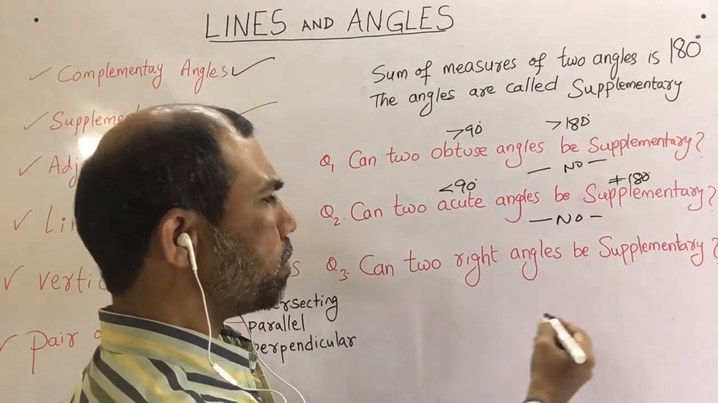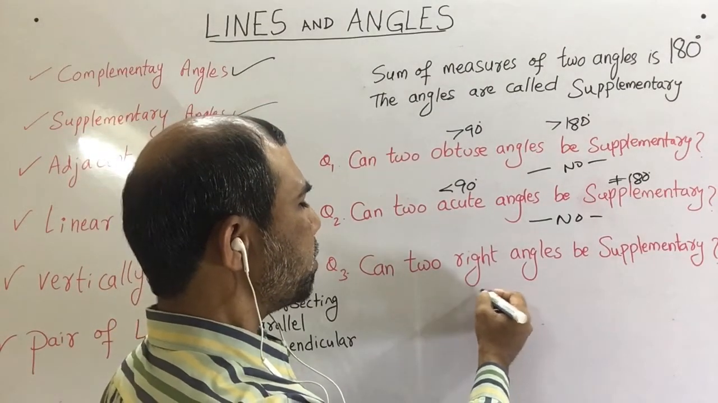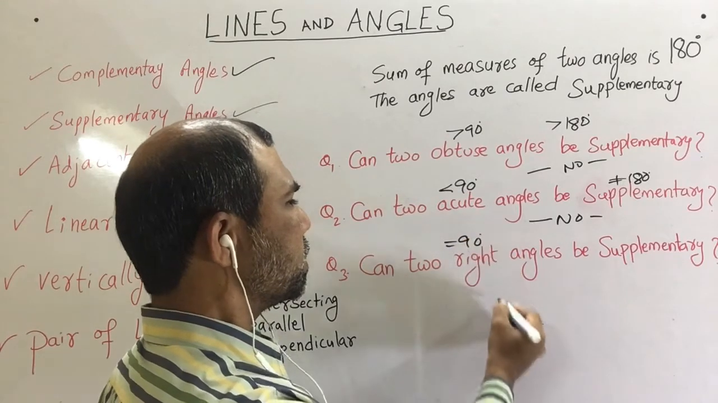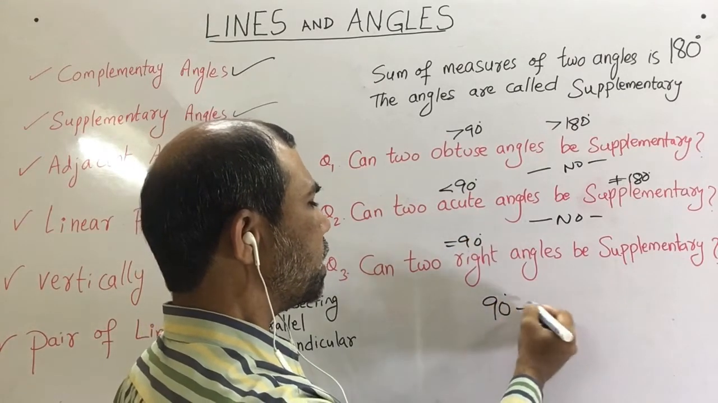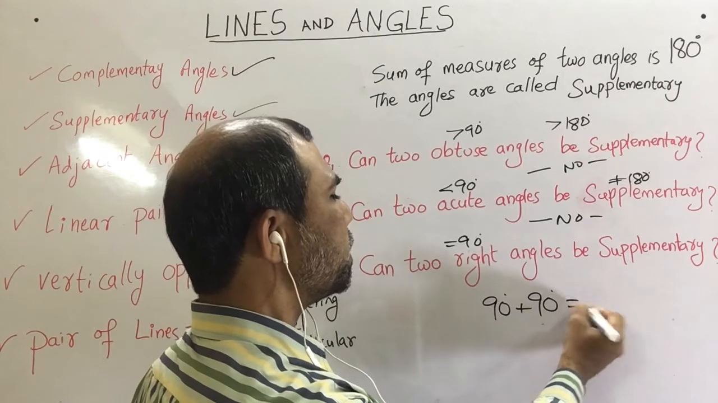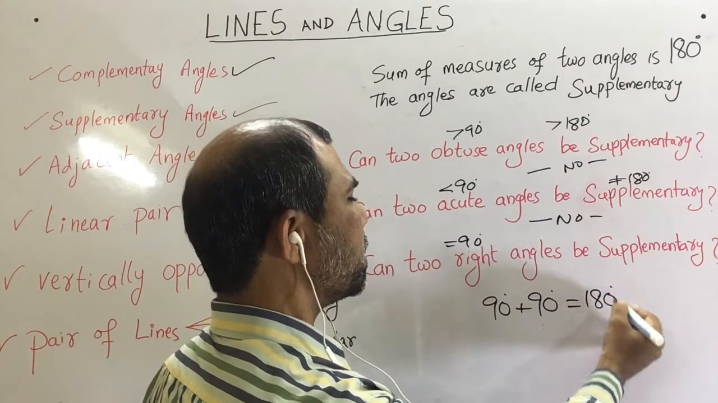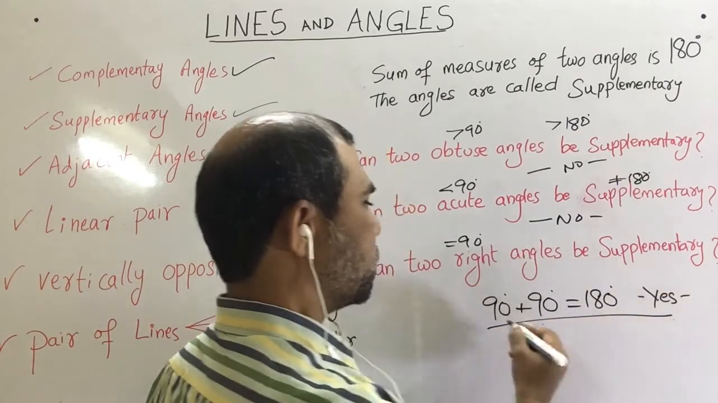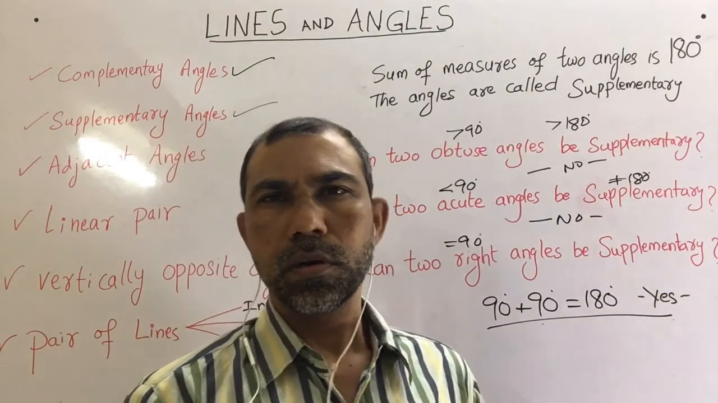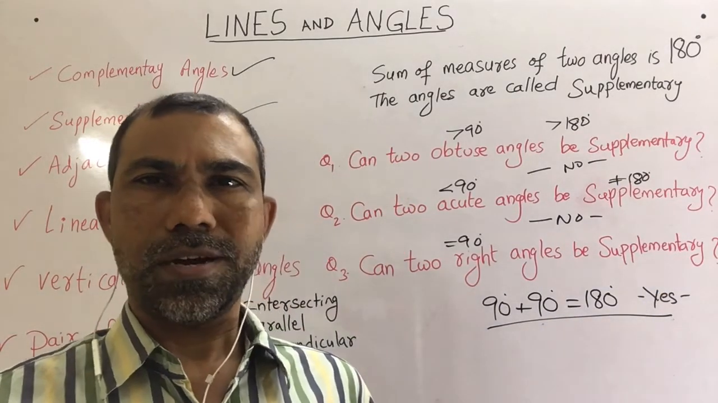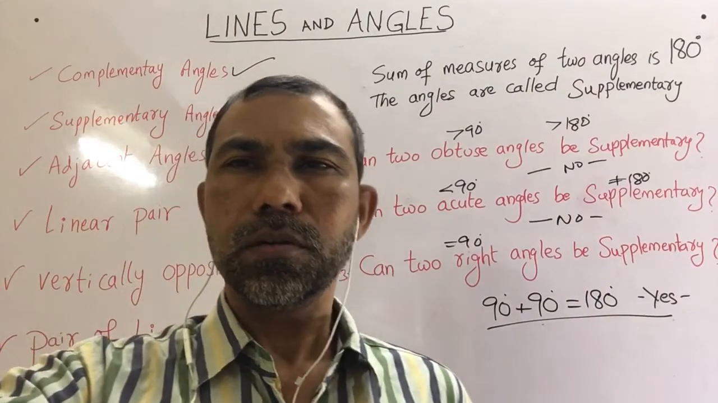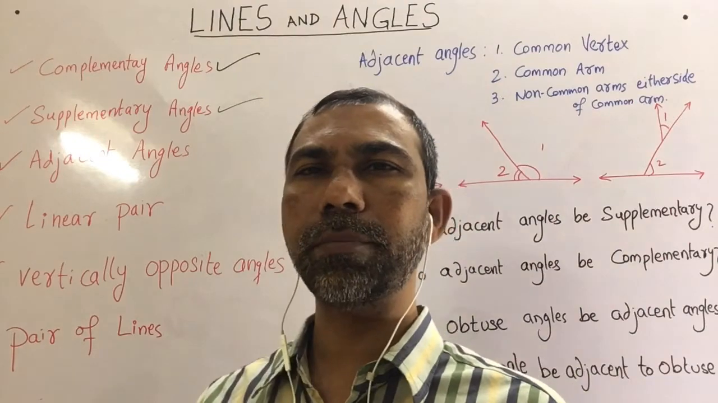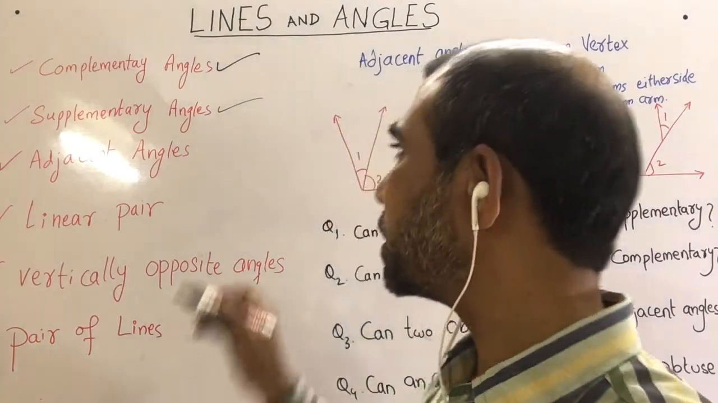Can right angles be supplementary? Let us see what is the meaning of right angle. You must know that right angle is 90 degrees. So, let us take 90 degrees plus 90 degrees gives you 180 degrees. So, they are supplementary angles. So, here the third question answer will be supplementary angles.